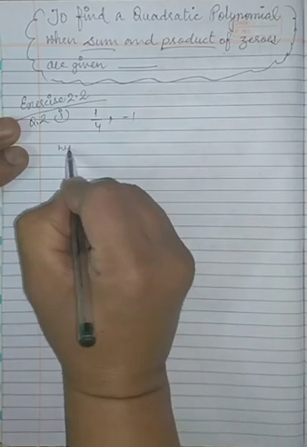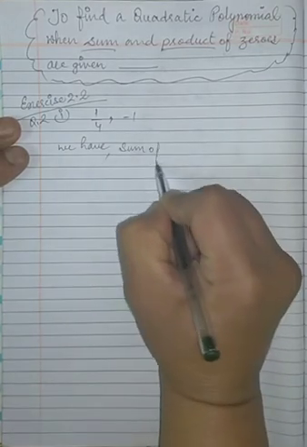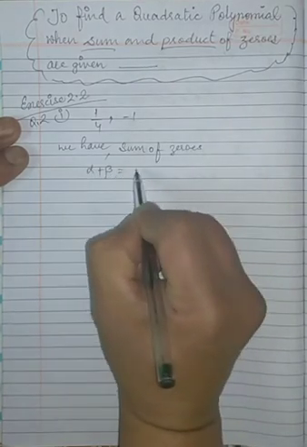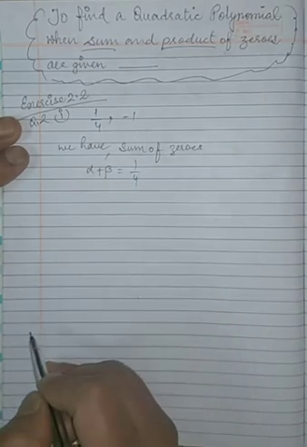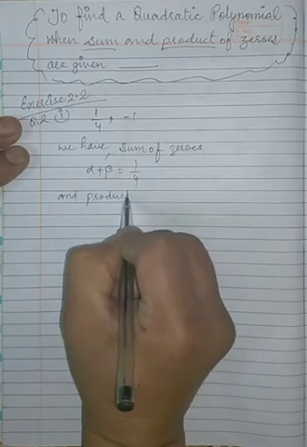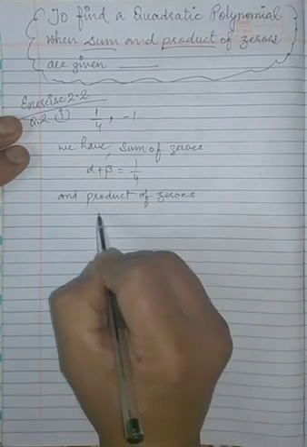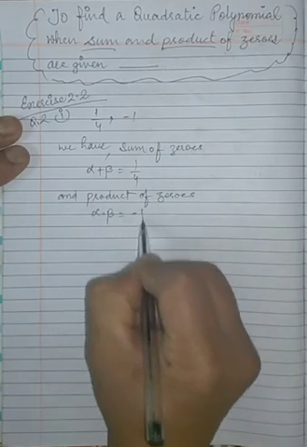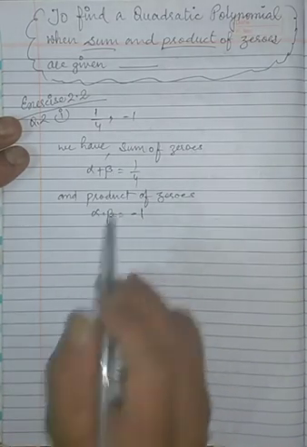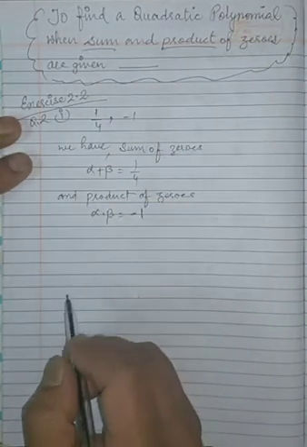That means we have sum of zeros, that is alpha plus beta, is 1 by 4, and product of zeros, alpha into beta, is equal to minus 1. So sum of zeros and product of zeros both are given to us. With this we have to find out the quadratic polynomial.